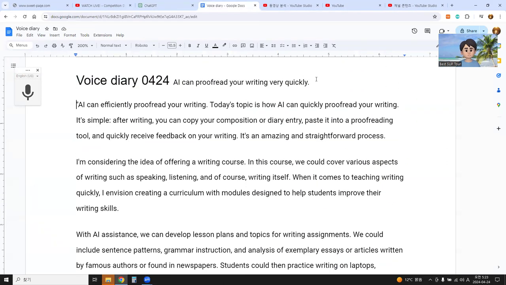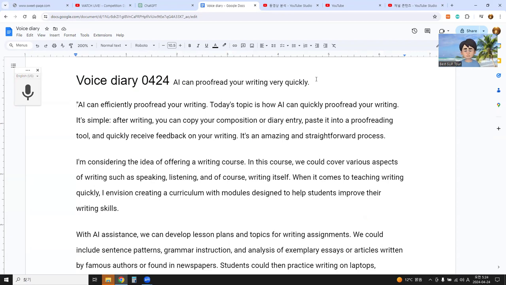AI can efficiently proofread your writing. Today's topic is how AI can quickly proofread your writing. It's simple. After writing, you can copy your composition or diary entries, paste it into a proofreading tool, and quickly receive feedback on your writing. It's an amazing and straightforward process.